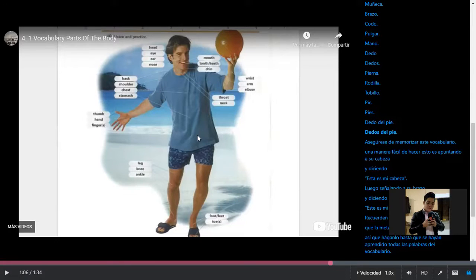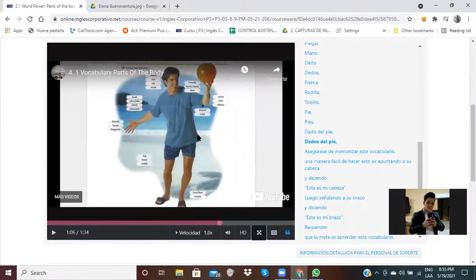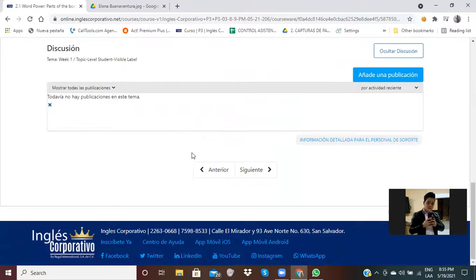What is trot? Okay, throat. Throat, garganta. All right, so your homework is to memorize this vocabulary.